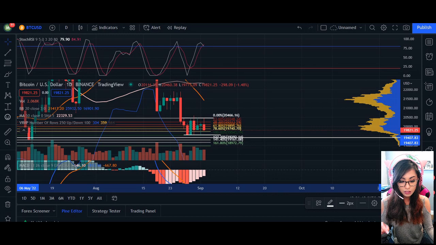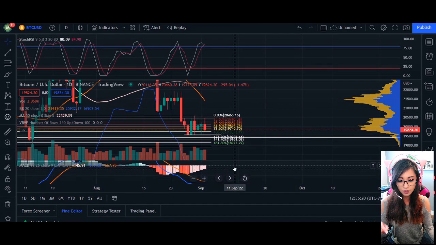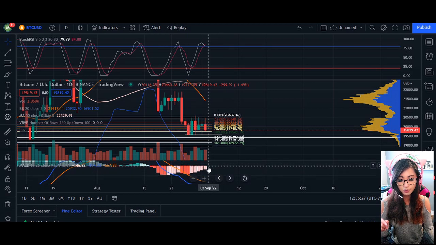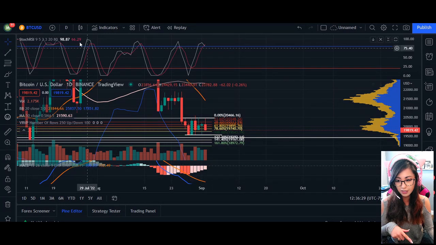Not only that though, we do see a weakness in our MACD. However, we are below the 0%, so we won't have such a huge surge of price coming back up in terms of support when we do flip over these lines here.